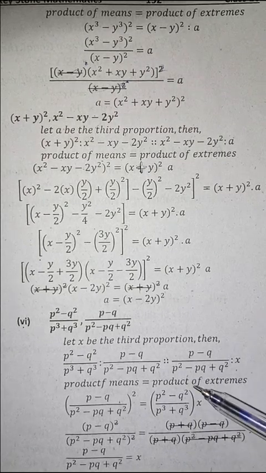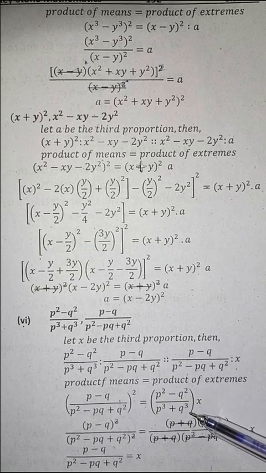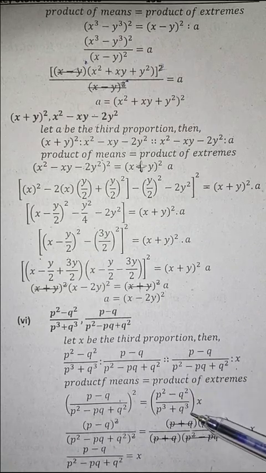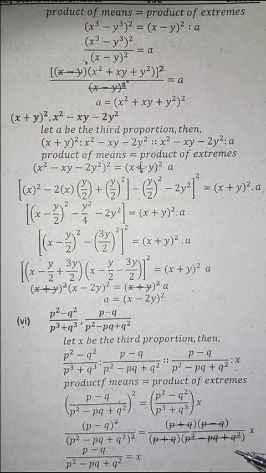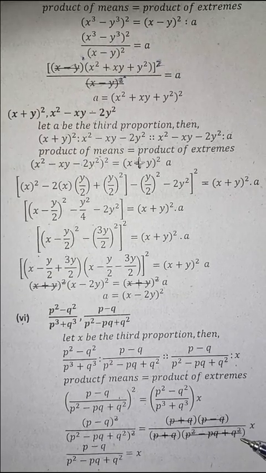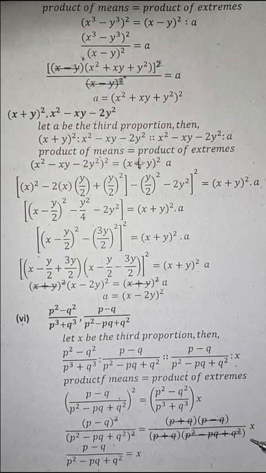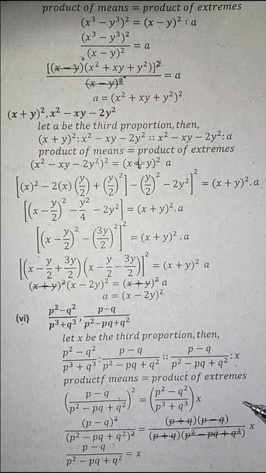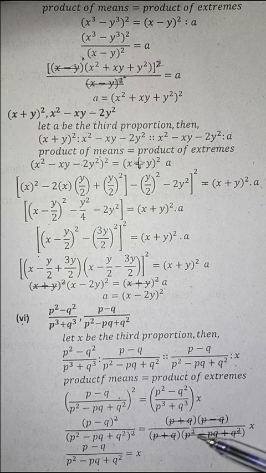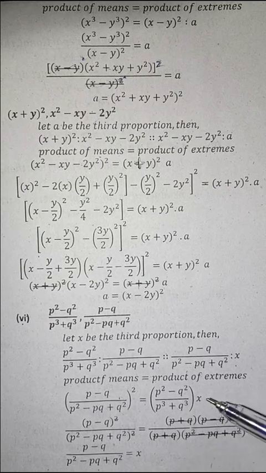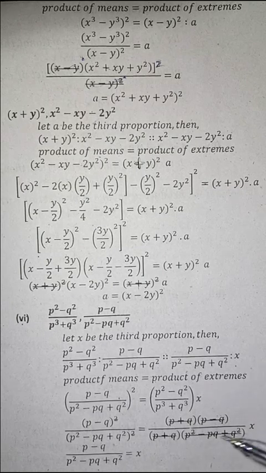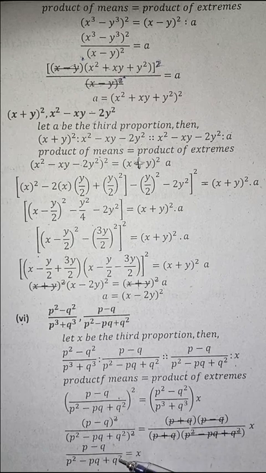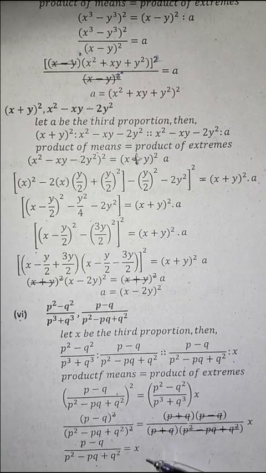And we know that p square minus q square is equal to p minus q into p plus q, and p cube plus q cube is equal to p plus q into p square minus pq plus q square. So this cut off, p plus q cut off, and by rearranging we are left with x is equal to p minus q over p square minus pq plus q square.